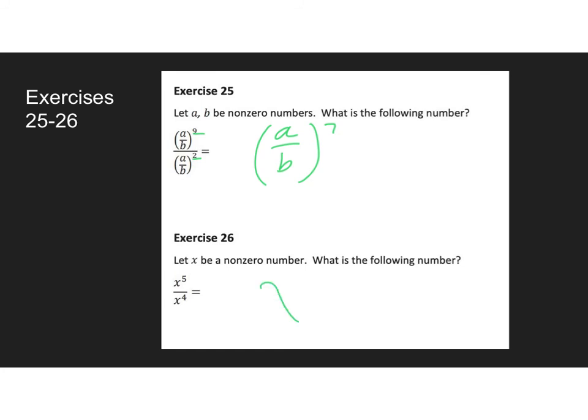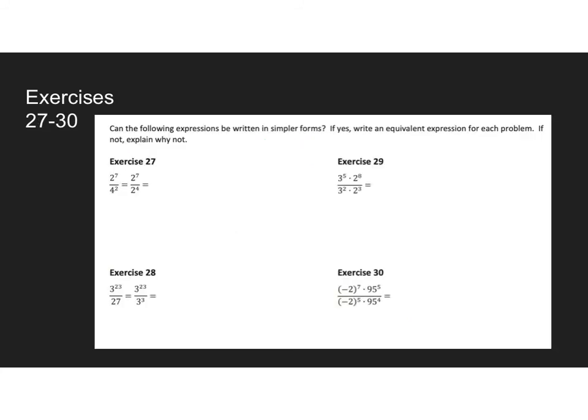And you should have got that this answer is x to the first power, and x to the first power reduces to just be x. Remember, anything to the first power is just one of them, so it's just itself. Let's keep going. All right, so let's look at these a little bit closer together.